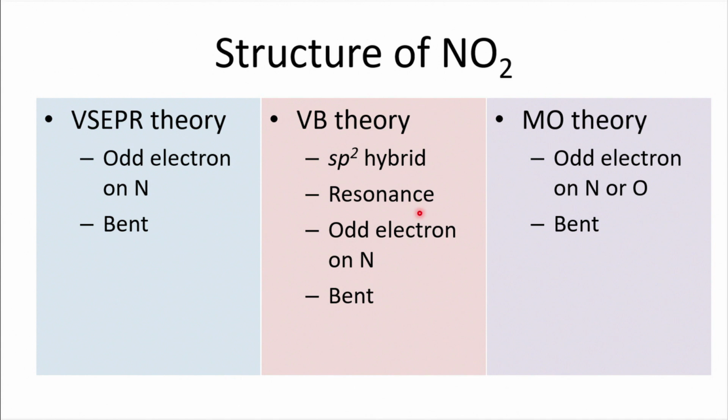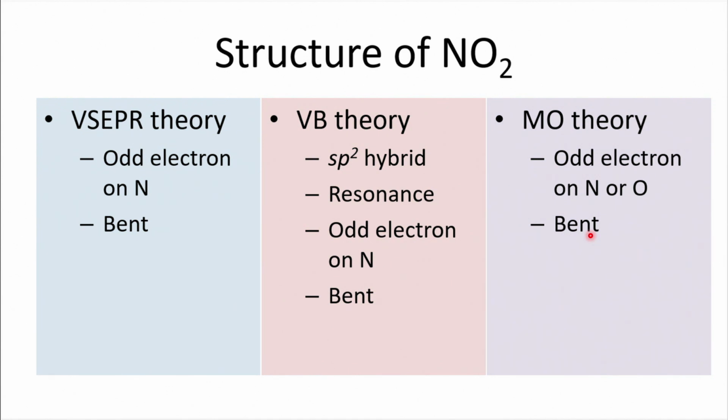So there is resonance in this molecule and the odd electron is present on nitrogen, and this also has a bent structure. And when we come to the MO theory, we will look at how the molecular orbitals are formed here. So the odd electron is present either on nitrogen or oxygen. This is the major difference from the previous two theories, and this also predicts a bent structure. So what is the conclusion?